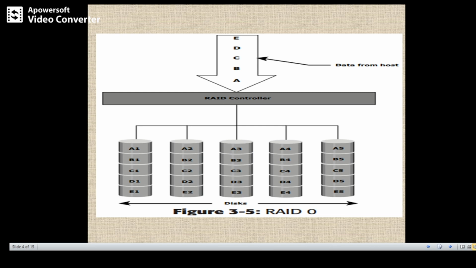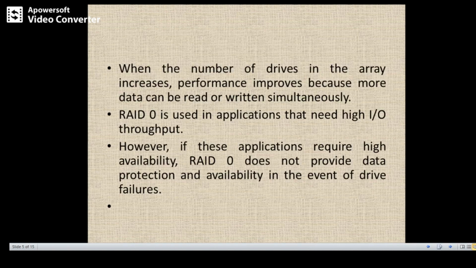Suppose the entire block A information needs to be read out. At that instant, A1, A2, A3, A4 and A5 are combined together to get back the original block A data. While reading the information, the blocks are combined together, and the entire block can be read out by the user. When the number of drives in an array increases, the performance improves because more data can be read or written simultaneously.